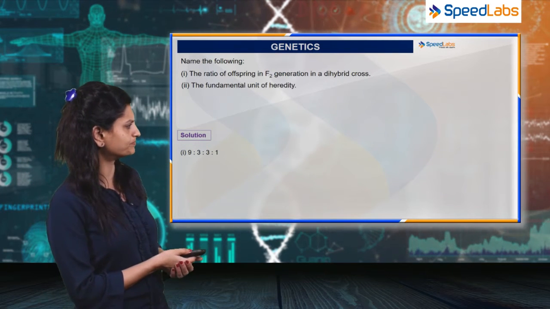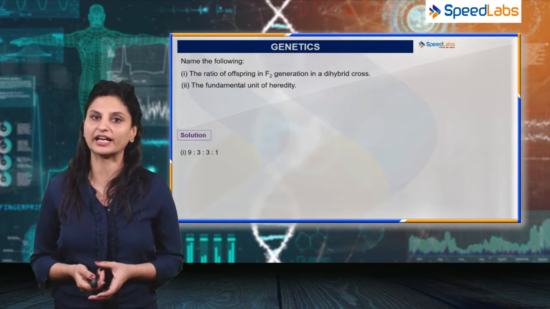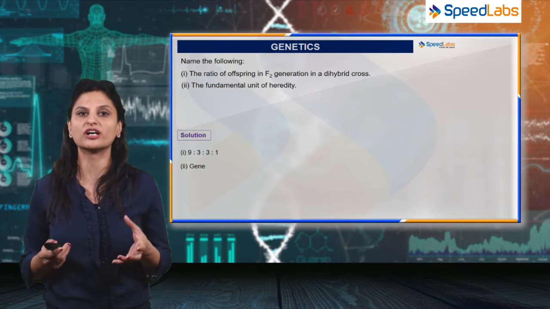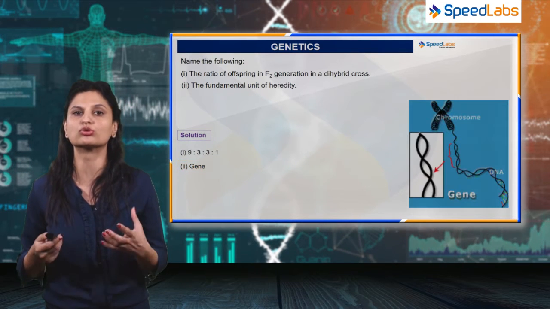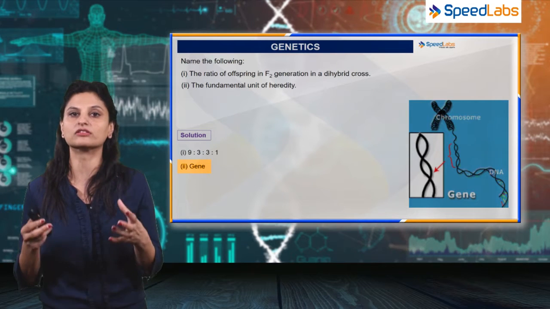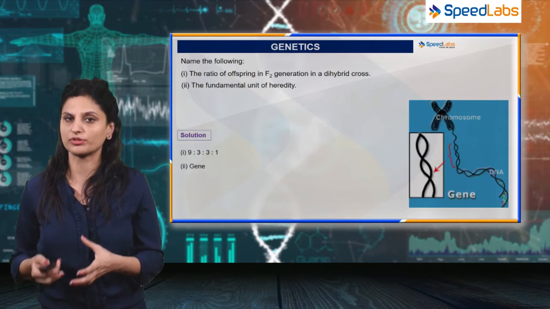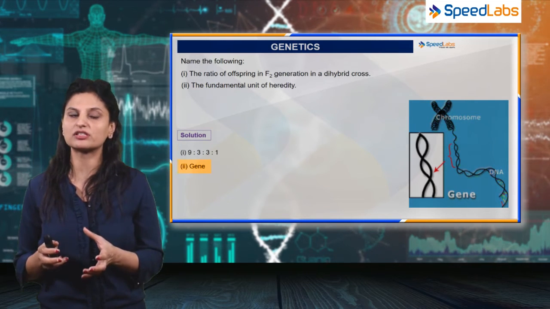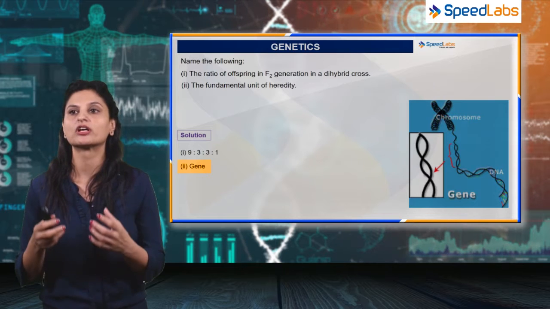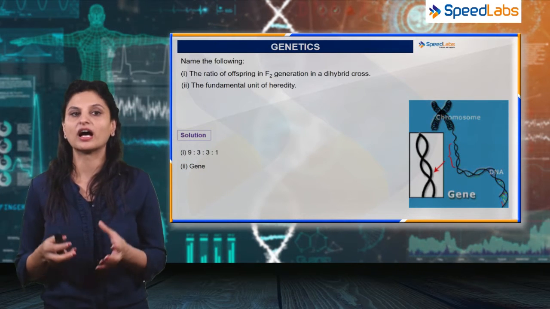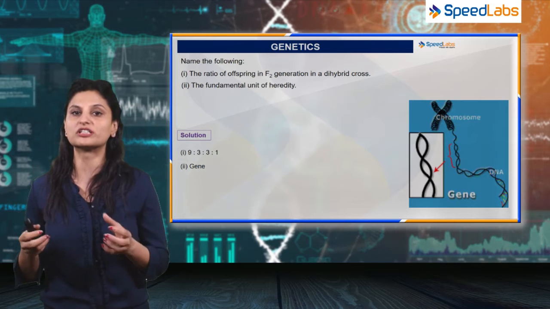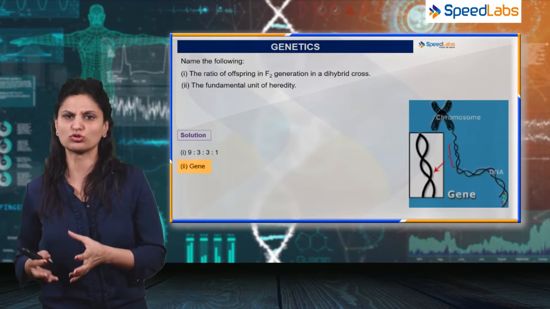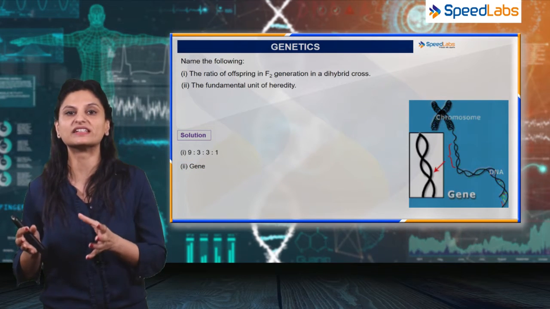The second is the fundamental unit of heredity. We know that genes are the fundamental unit of heredity. So before we talk about genes, we should know where exactly the genetic material of an organism is. We know that the genetic material of an organism is inside the nucleus. So when a cell is not dividing, it is in the form of chromatin. And at the time of cell division, the chromatin material condenses to form shortened thick chromosomes. And the chromosomes basically contain DNA.